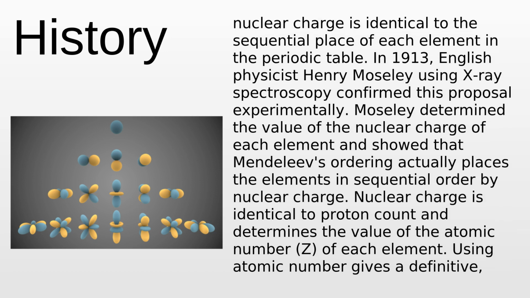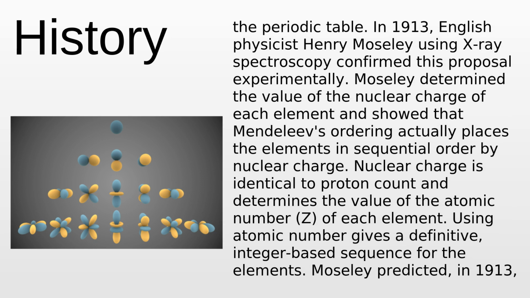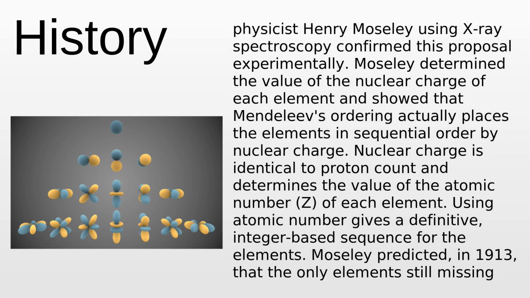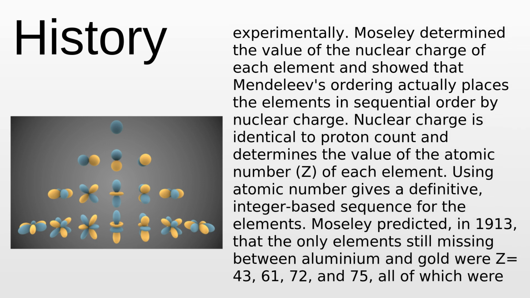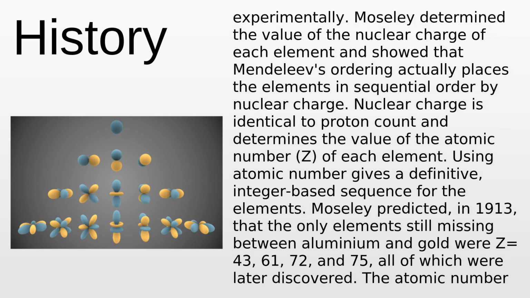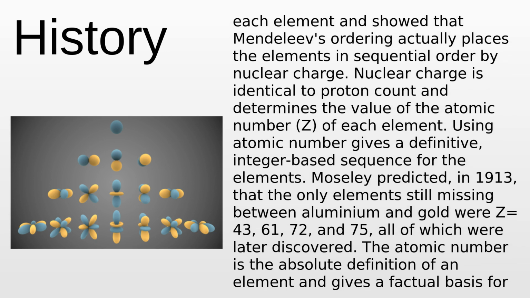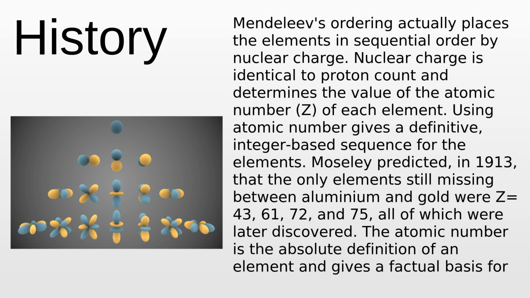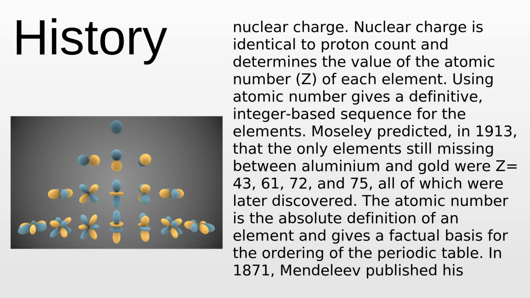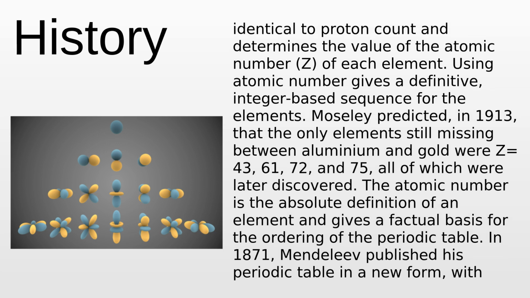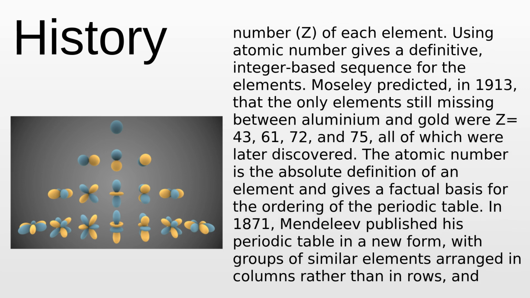In 1913, English physicist Henry Moseley, using X-ray spectroscopy, confirmed this proposal experimentally. Moseley determined the value of the nuclear charge of each element and showed that Mendeleev's ordering actually places the elements in sequential order by nuclear charge. Nuclear charge is identical to proton count and determines the value of the atomic number Z of each element. Using atomic number gives a definitive, integer-based sequence for the elements.